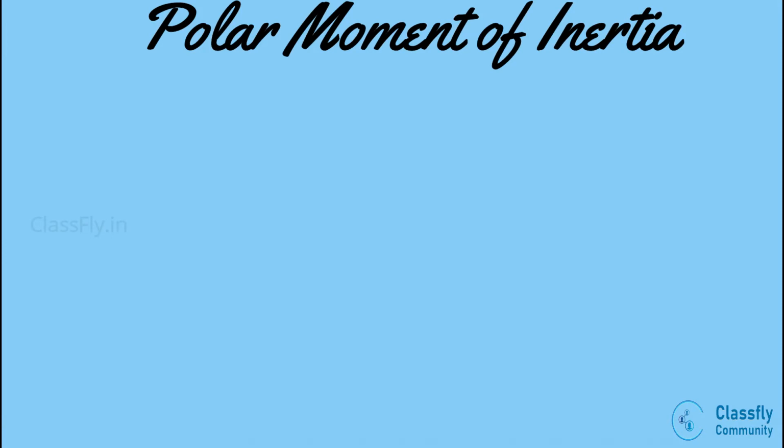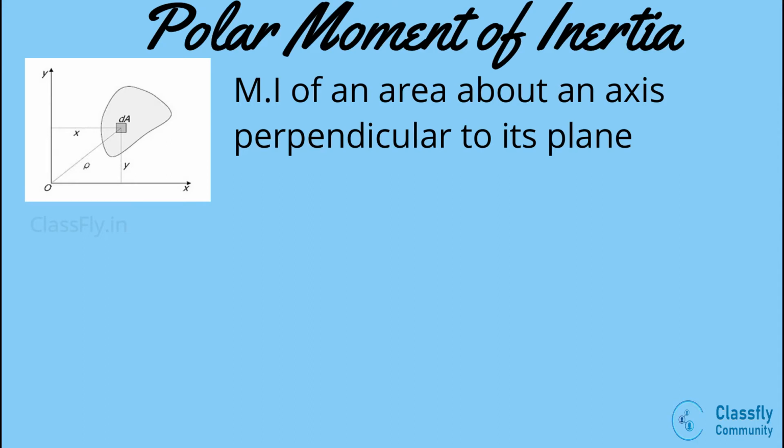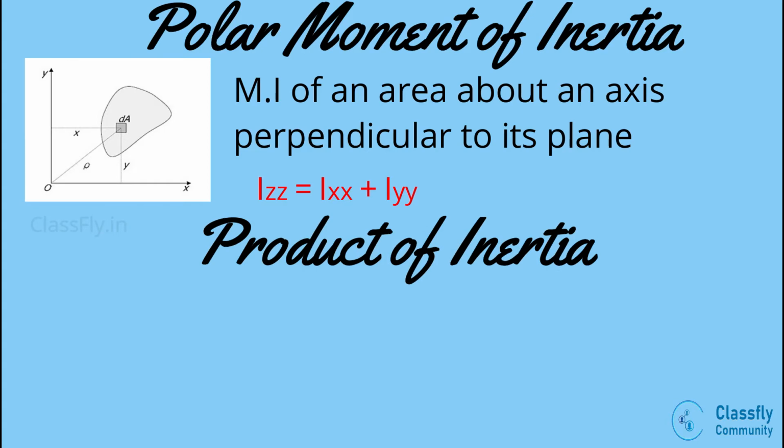Next, the polar moment of inertia. Well, this is nothing but the moment of inertia of an area about an axis which is perpendicular to its plane. Hence, the polar moment of inertia Izz will be given as the sum of the moment of inertia about the x-axis and the moment of inertia about the y-axis, that is Ixx plus Iyy. This is similar to something called the perpendicular axis theorem, and its proof will be studied in later videos.